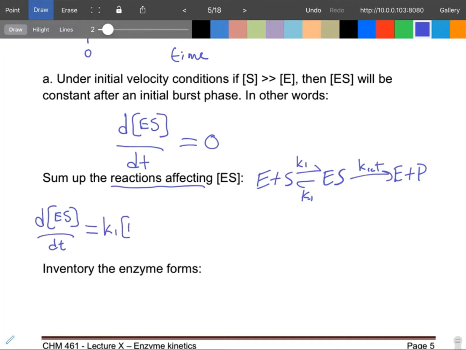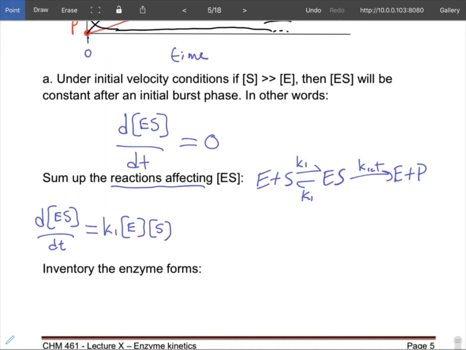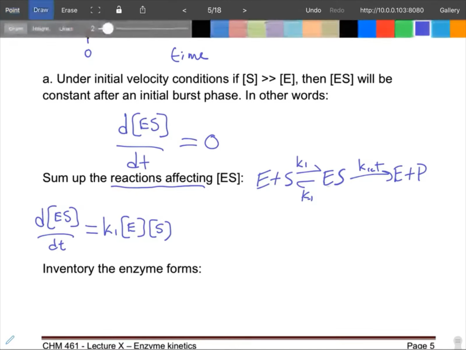I've got free enzyme times free substrate, so it's a second order rate constant. And then all the other things that are arrows that are affecting ES are going away from it, right? So they're reducing the concentration of ES. So these are going to be negative terms. So I've got minus K minus 1. So this is the enzyme substrate complex falling apart to free enzyme and free substrate. But it's first order because there's only the one ES term there.